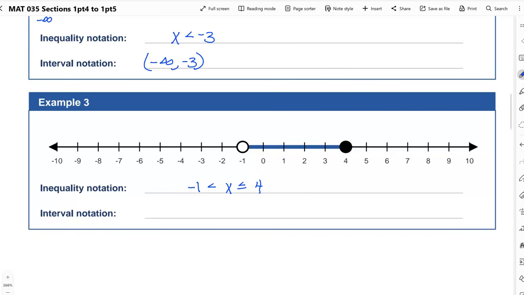Interval notation on -1, we would have a parentheses. On 4, we would have a bracket. So we would have parentheses, -1, comma, 4 bracket.